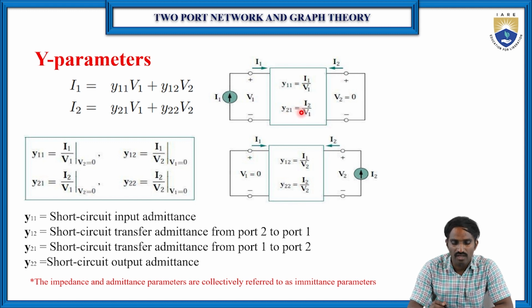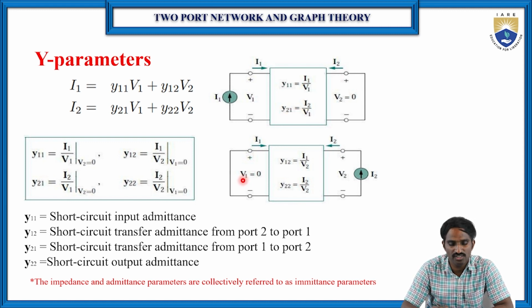And then, by making V1 equal to 0, which means the input terminal is short-circuited, we can calculate the Y12 and Y22 values. Y12 is equal to I1 by V2, and Y22 is equal to I2 by V2. By substituting these values, you can find Y12 and Y22.